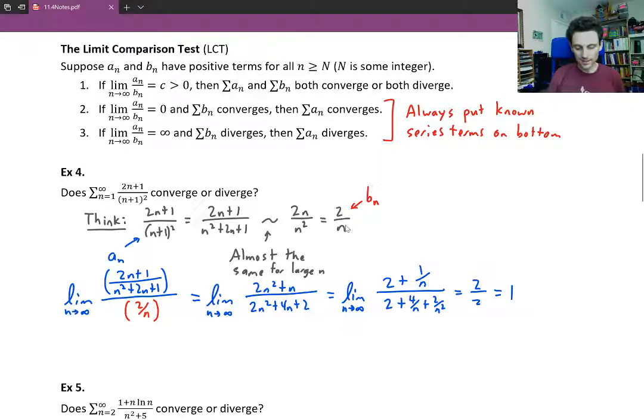So which case is this? If you said case number 1, that would be correct. And that's not just because we got a 1 here. It's because we got some finite positive number. 1 is like our c in the limit comparison test. So we're looking at case 1.